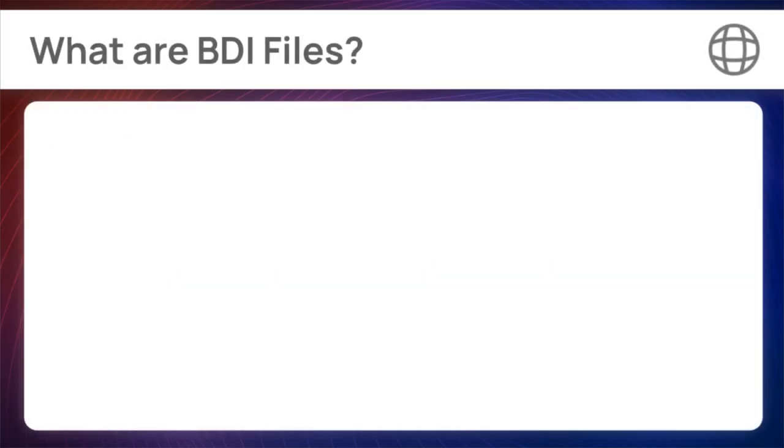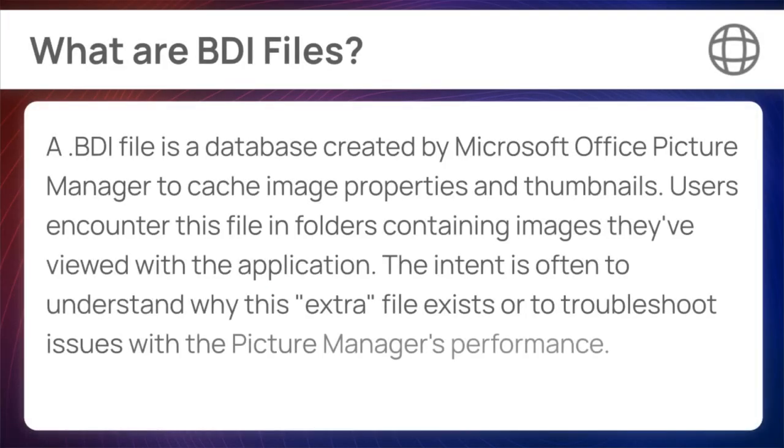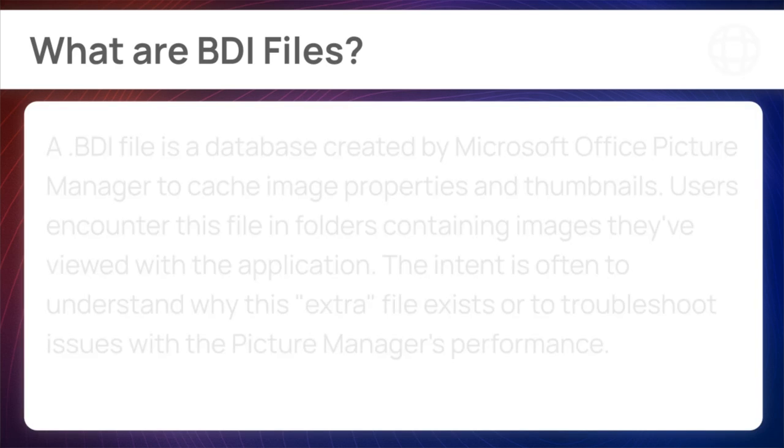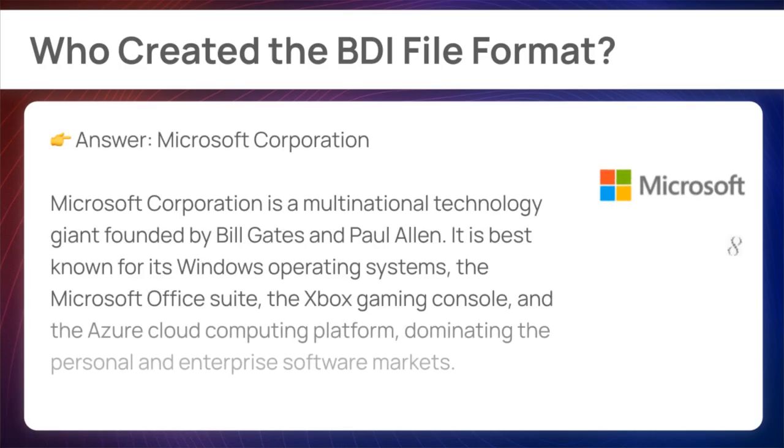A BDI file is a database created by Microsoft Office Picture Manager to cache image properties and thumbnails. Users encounter this file in folders containing images they've viewed with the application. The intent is often to understand why this extra file exists, or to troubleshoot issues with the Picture Manager's performance.